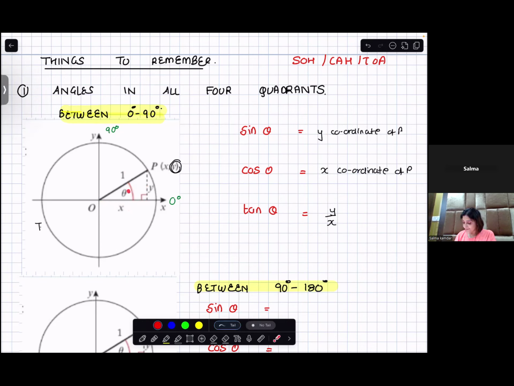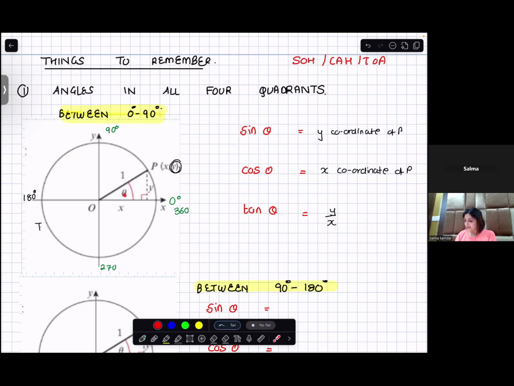So for any theta in the quadrant, the sine theta would be the y coordinate, cos theta would be the x coordinate, and the tan theta would be y over x. You should also know that this is 0 degree, this is 90 degree, this would be 180 degree. So if I'm going from here 0 to here, it becomes 90. If I go from 90, another rotation over here, it is 180. If I continue it further, this would become 270 and then this would become 360.